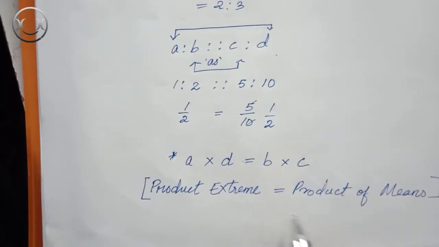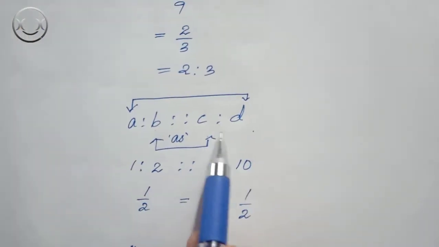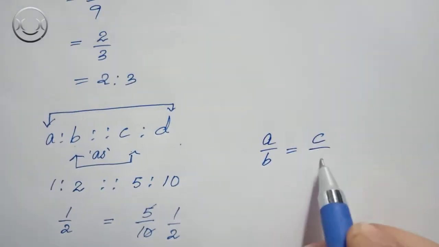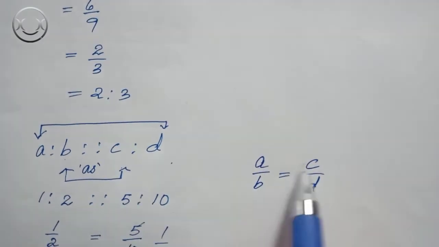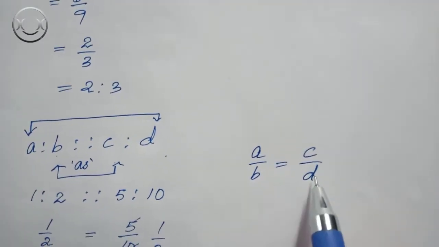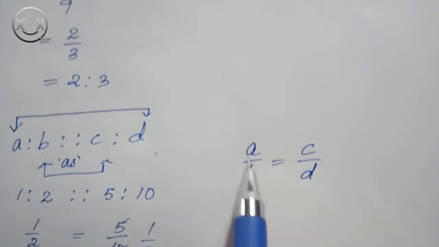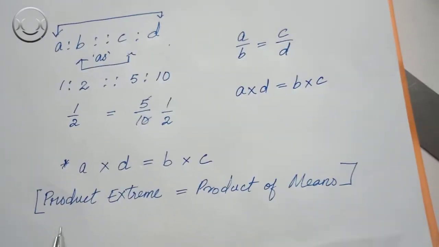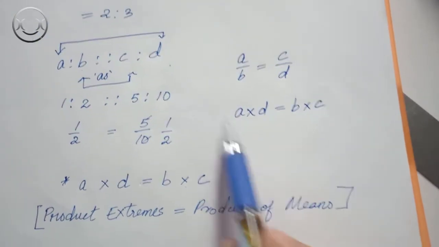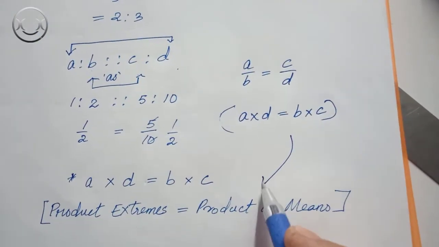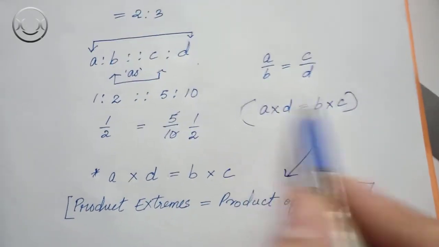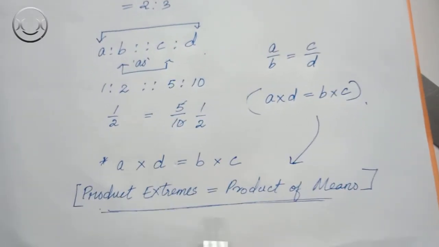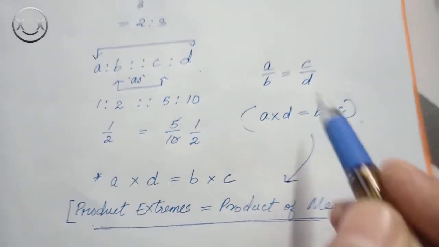Even if we forget the formula, a is to b is c is to d, so a by b equals c by d. As fractions we cross multiply: a into d equals b into c. This is the product of extremes equal to the product of means. This is a short cut.